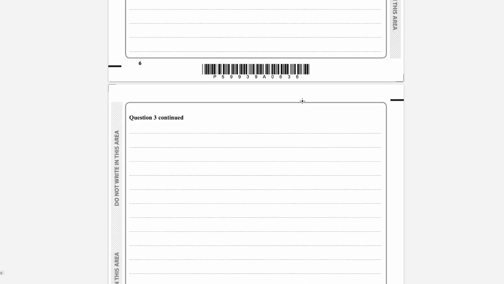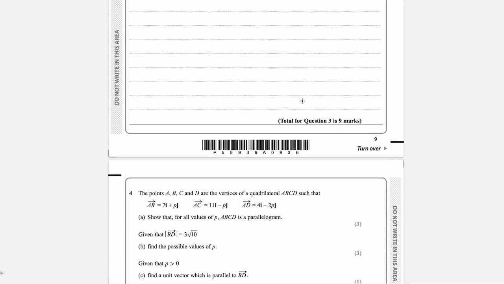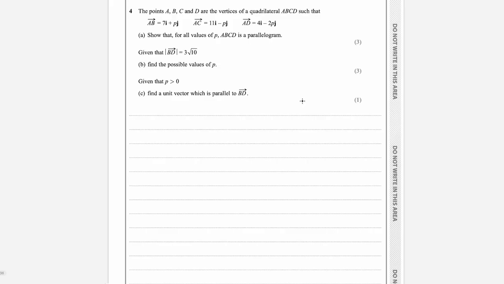Okay, that's question 3. Question 4. Vectors. The points A, B, C, D are the vertices of a quadrilateral such that AB equals that, AC equals that. Okay, fine. Show that for all values of P, A, B, C, D is a parallelogram.